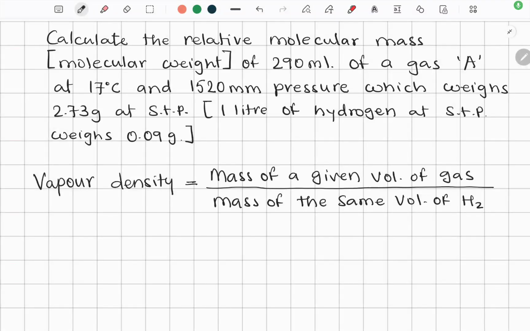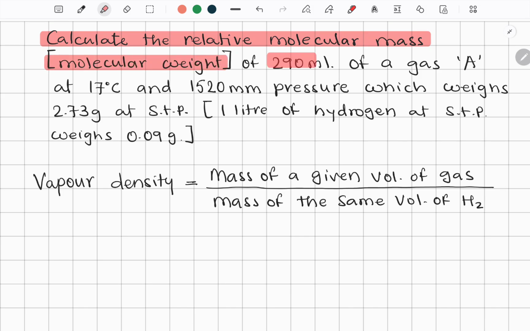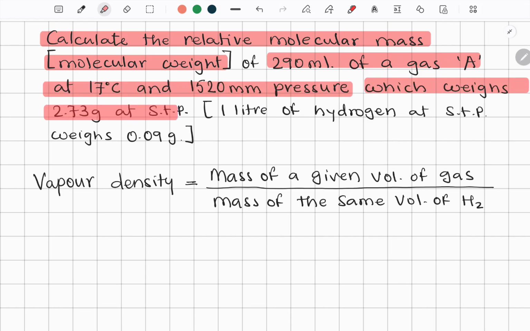Try to solve this question. It asks us to calculate the relative molecular mass, or the molecular weight, of 290 ml of a gas A at 17 degrees Celsius and 1520 millimeter pressure, which weighs 2.73 gram at s.t.p. It is given that 1 liter of hydrogen at s.t.p. weighs 0.09 gram.